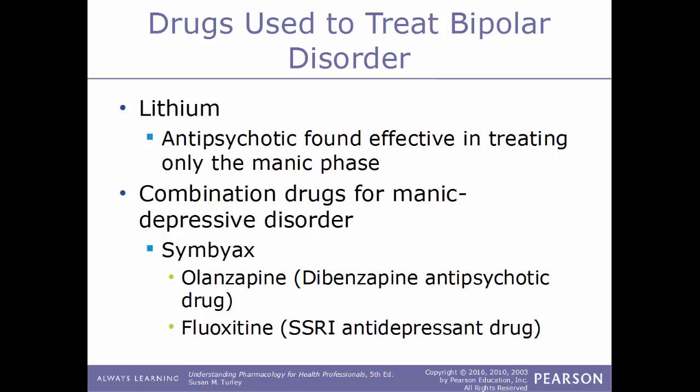The other kinds of drugs you'll see to treat manic-depressive disorder are combination drugs. Some examples of this would be Symbyax, which is a combination of olanzapine and fluoxetine. And olanzapine is a dibenzapine antipsychotic, and fluoxetine is an SSRI.